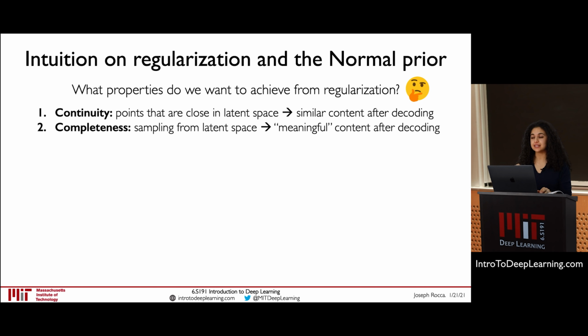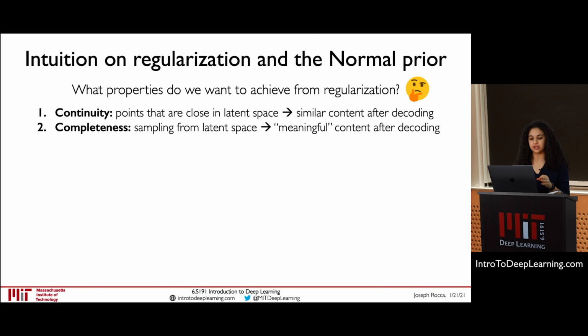The second property is completeness, and it's very related to continuity. What this means is that when we sample from the latent space to decode the latent space into an output, that should result in a meaningful reconstruction, a meaningful sampled content that is resembling the original data distribution. You can imagine that if we're sampling from the latent space and just getting garbage out that has no relationship to our input, this could be a huge, huge problem for our model.